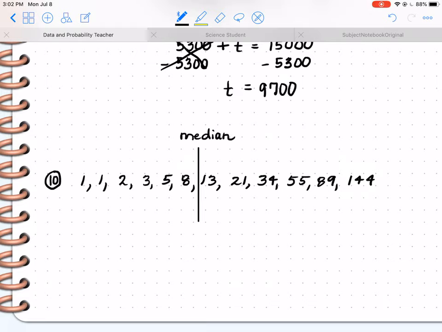So it's somewhere between 8 and 13. And to find out where it is, we need to say 8 plus 13 is 21. And 21 divided by 2 is 10.5. So the median for that data set is 10.5. 10.5 is the exact middle of the data set.